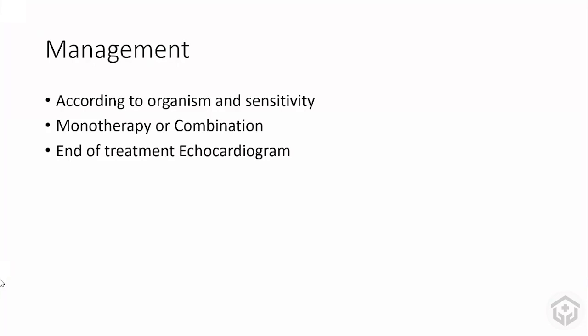But if the patient has some risk factors like an indwelling catheter or intravenous drug abuse, then there is a high possibility of infective endocarditis due to Staphylococcus aureus or coagulase negative Staphylococcus. With that type of history, our antibiotic choice is going to be vancomycin.